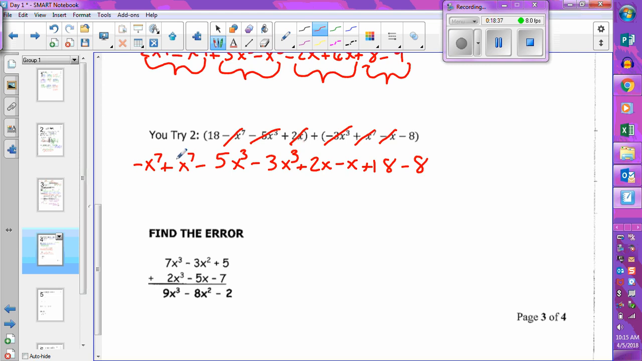Now something that I want to bring up here: anytime that you have a negative and a positive of the same thing, they're going to cancel out. So I want you to remember that. If I have a negative x to the 7th degree plus x to the 7th degree, I have a negative and a positive of the same, they're going to cancel each other out. Okay? Then you're going to combine these two, and you're going to combine these two, and you're going to combine these two. All right?